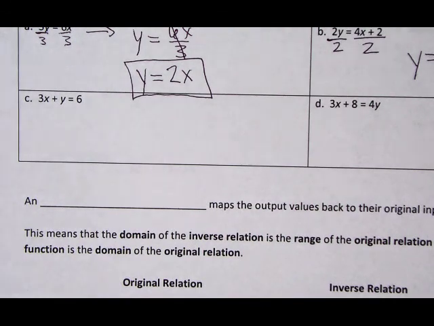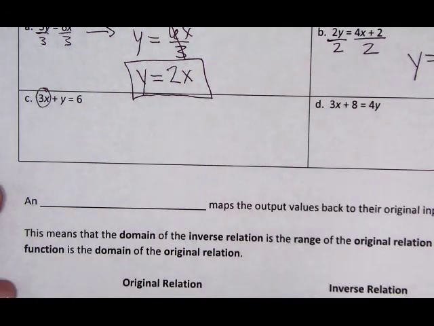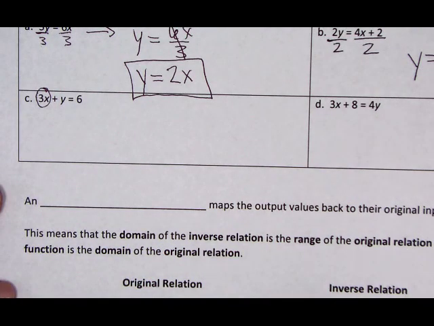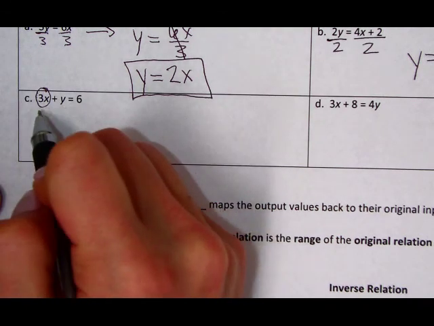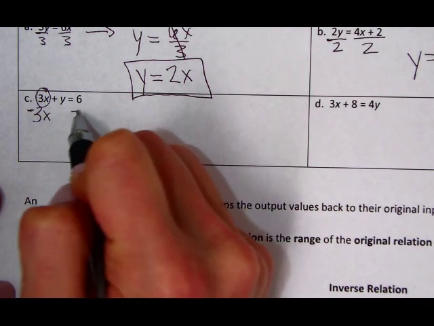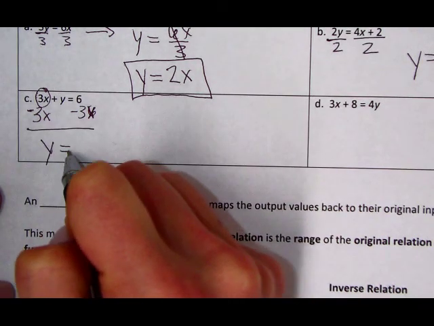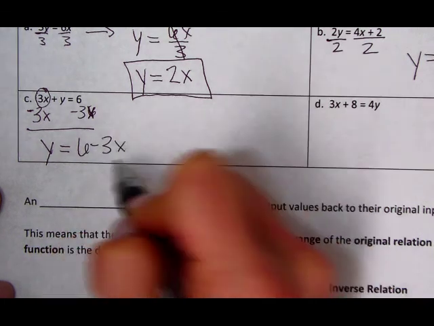Letter C, I want to get y all by itself. Since I have to move the entire 3x, I'm not trying to separate, just like I was in letter A, where I was trying to separate the 3 from the y. So I'm not going to divide because I have to move the whole 3x. It's a positive 3x, so I'm going to subtract 3x from both sides. So I get y is equal to 6 minus 3x.